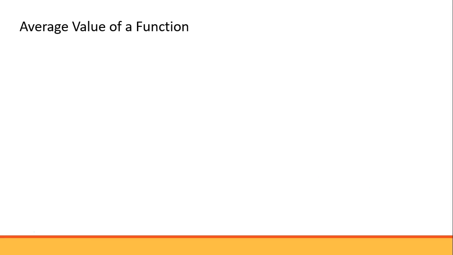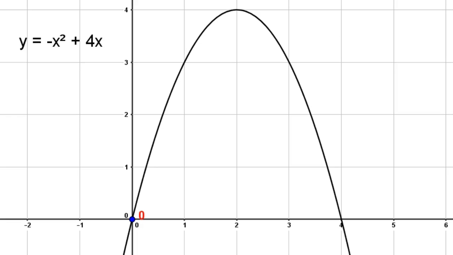Our last topic is average value of a function. So to get a little better idea of what this is all about, we're going to look at some animations. We're going to look at this function, y equals negative x squared plus 4x. The value of a function means the number that represents the y-coordinate for any given x-coordinate.